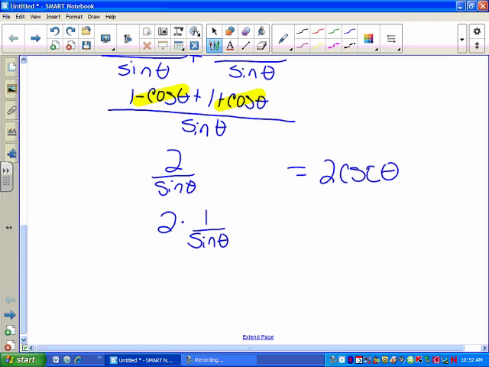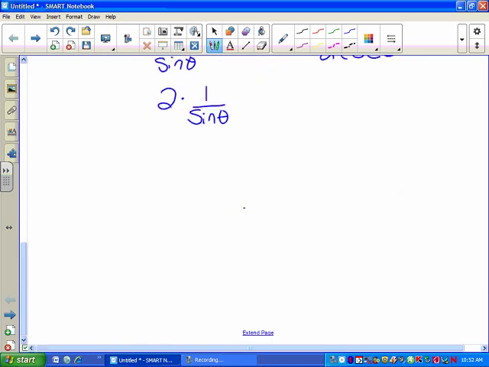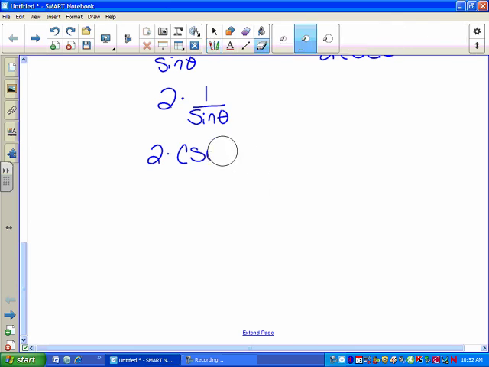Look at your identity sheet at the top under the ratios part. Do you see a ratio equivalent to 1 over sine theta? That would be cosecant. The reciprocal of sine is cosecant. So it's 2 times cosecant theta. Whoops, I didn't write that, but it didn't come out right. Which is what we're looking for.